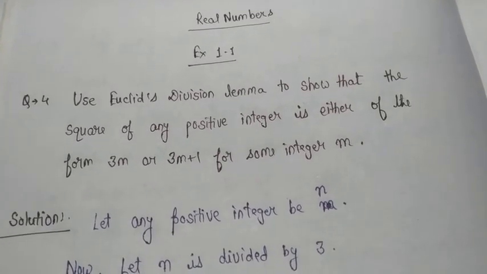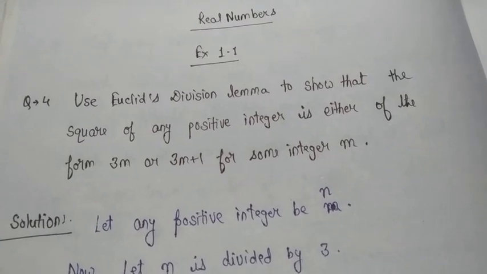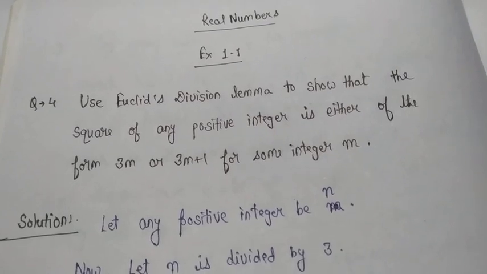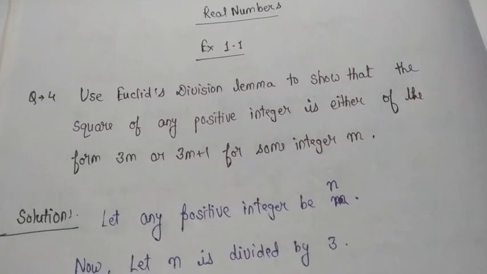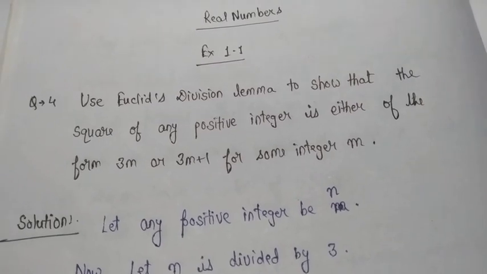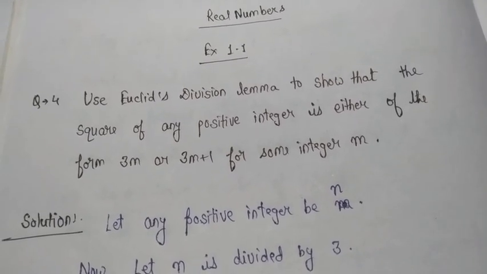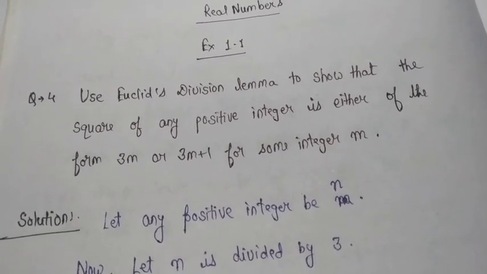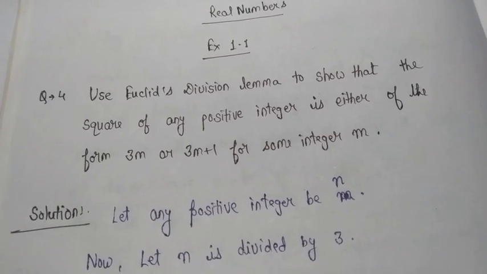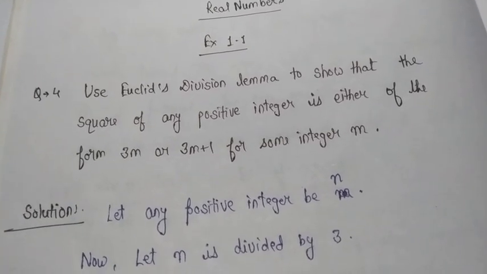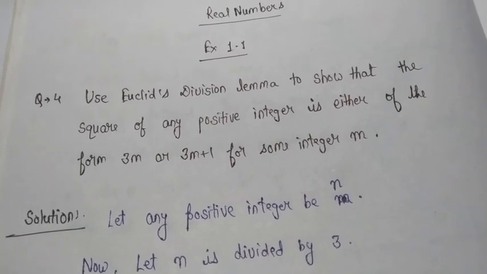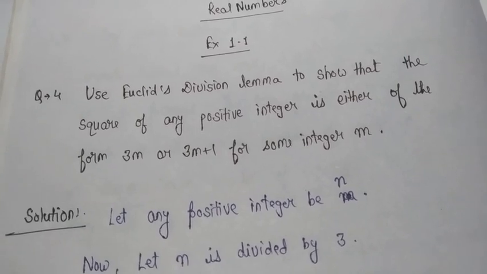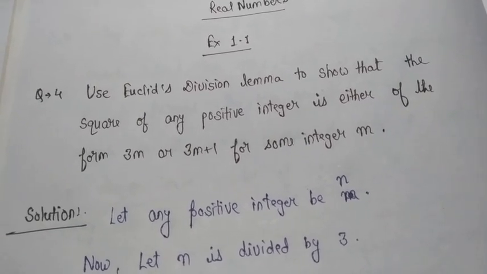Students, up to this topic we have covered Euclid division lemma and classification of real numbers, and exercise 1.1. In the previous part of this chapter I told you 3 questions of exercise 1.1 and 2 questions I have given as homework to you. So I thought I should discuss question number 4 because it is an important question and it is a little bit different from previous questions. Okay, so let's start.